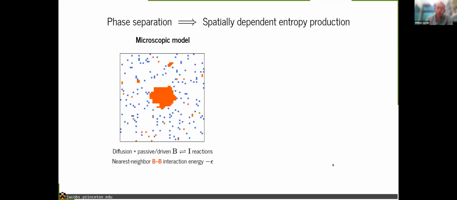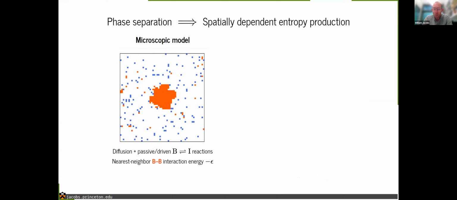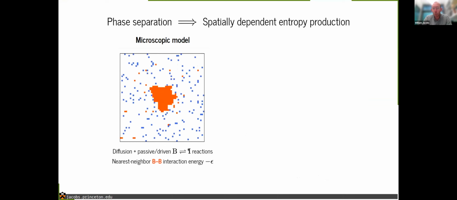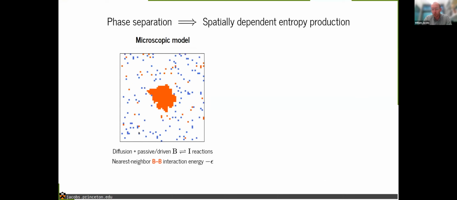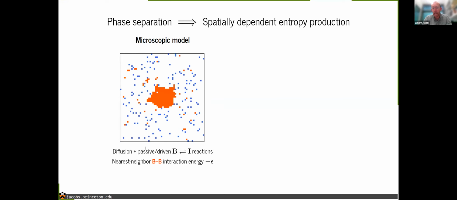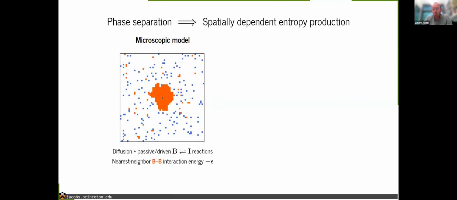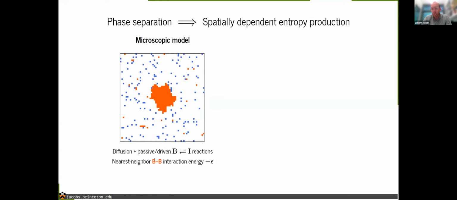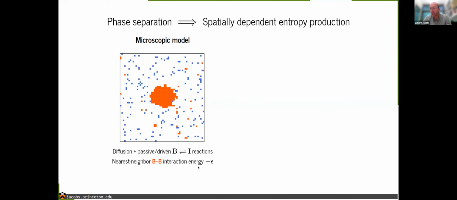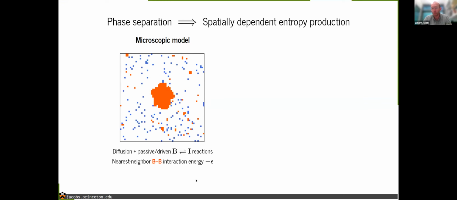All right, so we are implementing this, again, for the sake of a minimal model in a lattice context. So we have diffusion. So molecules can hop to nearest neighbor lattice sites. And they can also undergo chemical reactions. And the orange molecules here, which are the phase separating B state, participate in nearest neighbor interactions with an interaction energy epsilon.